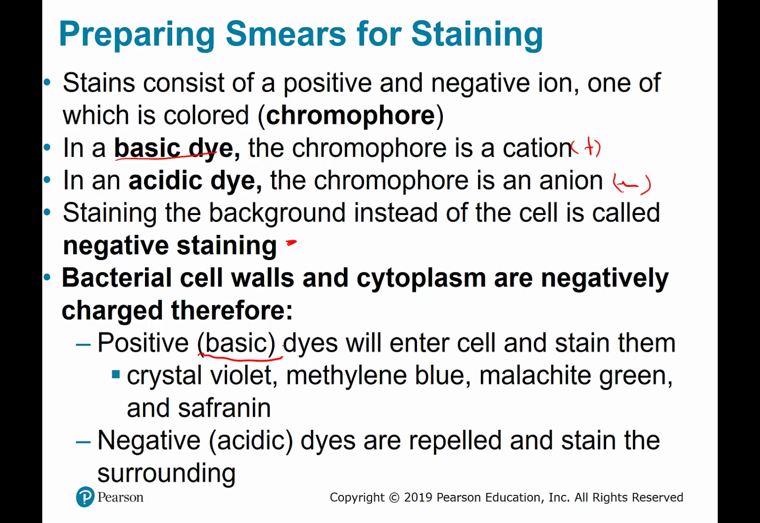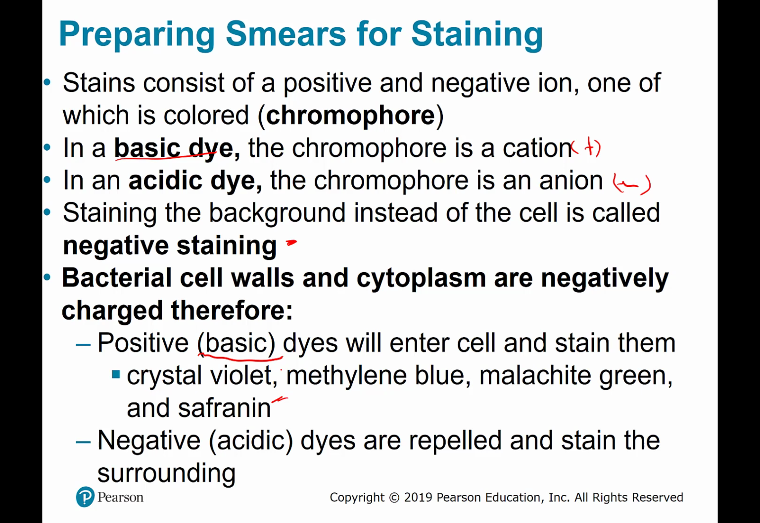So those positively charged basic dyes will have an affinity for the cell wall and will have an affinity for the cytoplasm. So they will attach to those structures and will stain them. They enter the cell, they stain the cell, they stain the cell wall as well. Some examples of positive dyes or basic dyes are crystal violet, methylene blue, malachite green, and safranin.